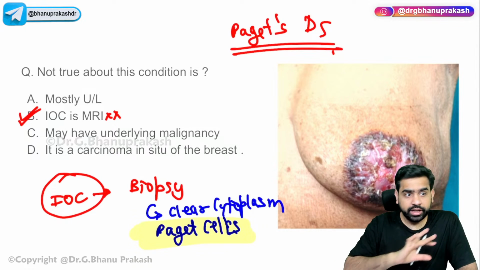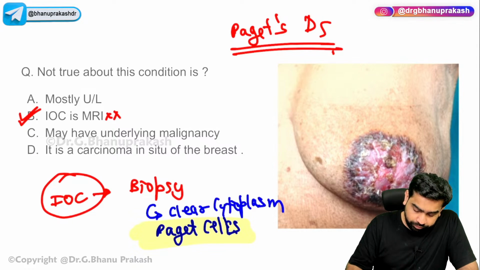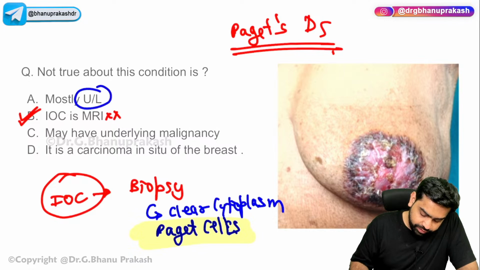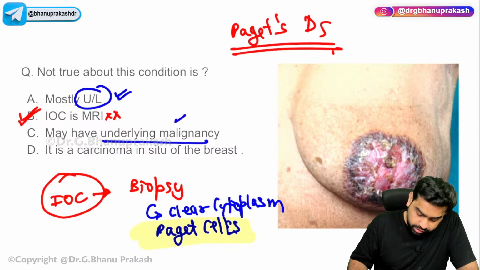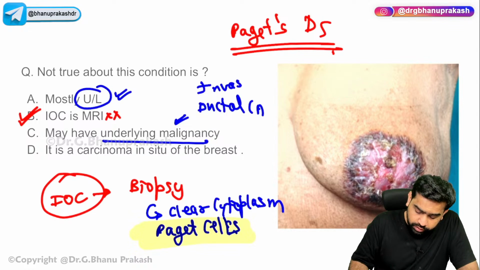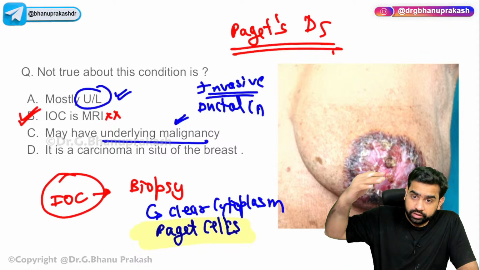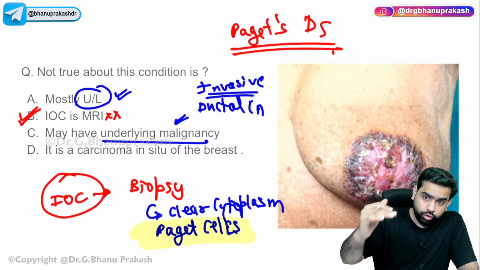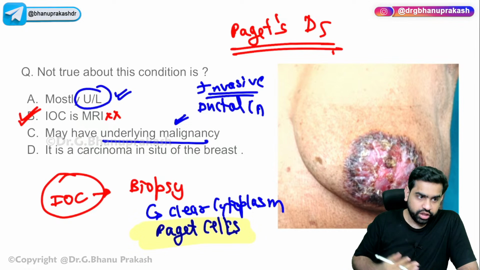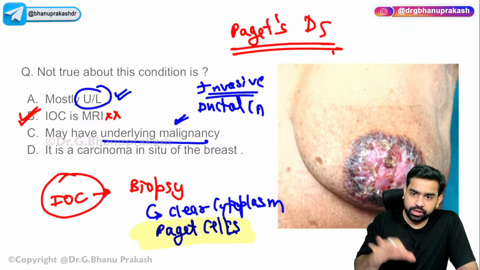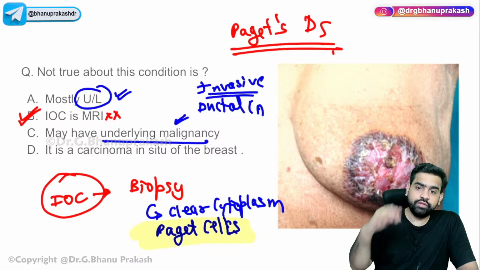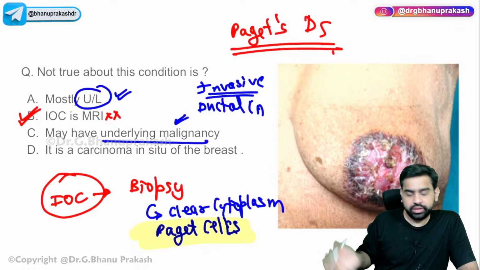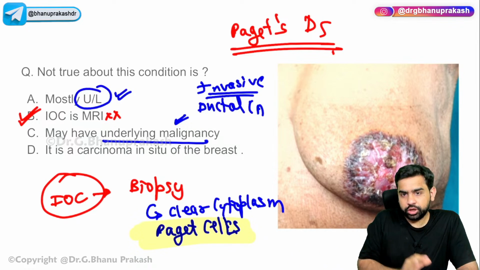Not true is that MRI is the investigation of choice. Mostly unilateral, well, yes, that's true. May have an underlying malignancy, yes. It can be associated with an invasive ductal carcinoma. I'm not saying this is an invasive ductal carcinoma, but if you take a deep biopsy, there's a chance that beneath this, inside the breast tissue, it is associated with an invasive ductal carcinoma. They are classified as carcinoma in situ of the breast.